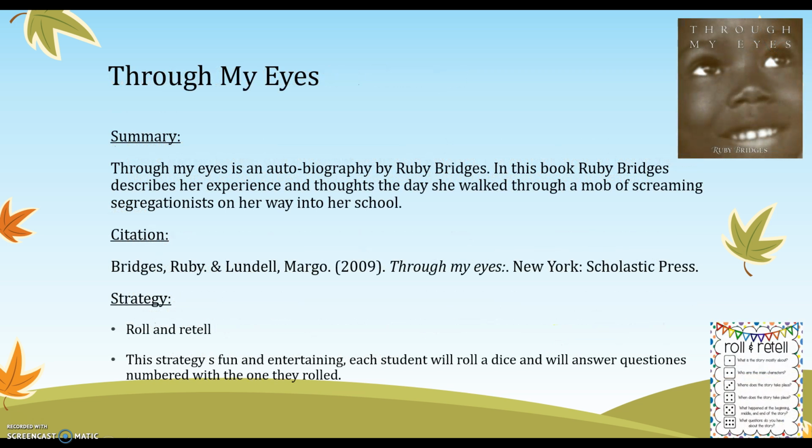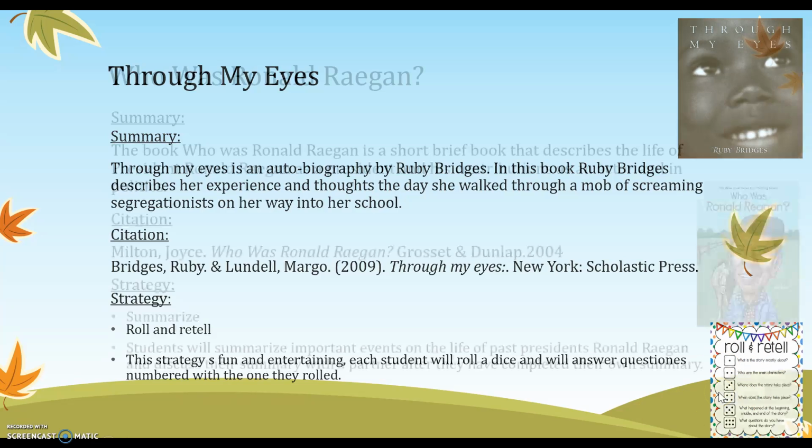Through My Eyes is a story about Ruby Bridges. It's an autobiography, so she did write the book. And she basically describes what she thought at the moment whenever she was walking through a mob of screaming segregationists on her way to school. For this, I would use a roll and retell. This strategy is fun and entertaining, and they basically roll a dice and answer one of the following questions that I would create.